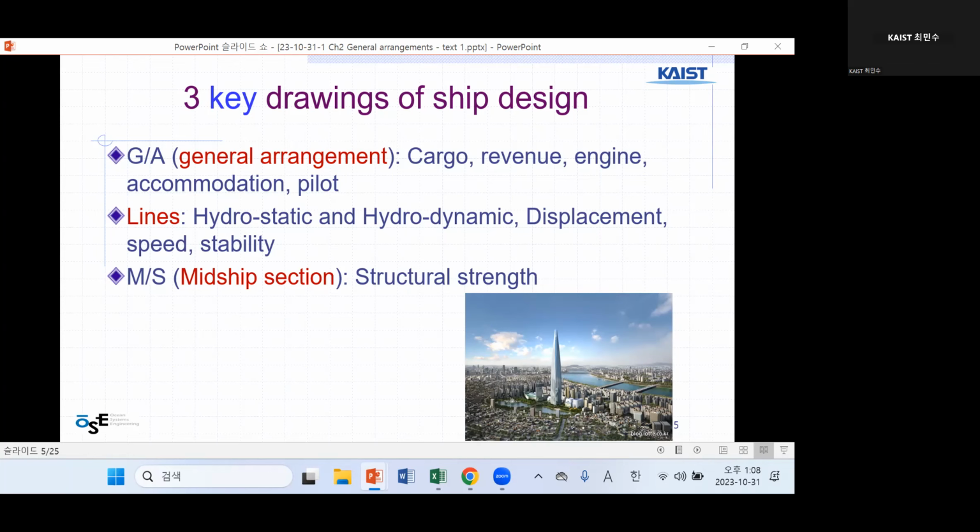Lines show you the outer skin shape of the ship. And then that outline of the hull gives you the hydrostatic and hydrodynamic properties of the ship, because the ship is moving inside of water, and this displacement. Displacement is the total weight of the ship.